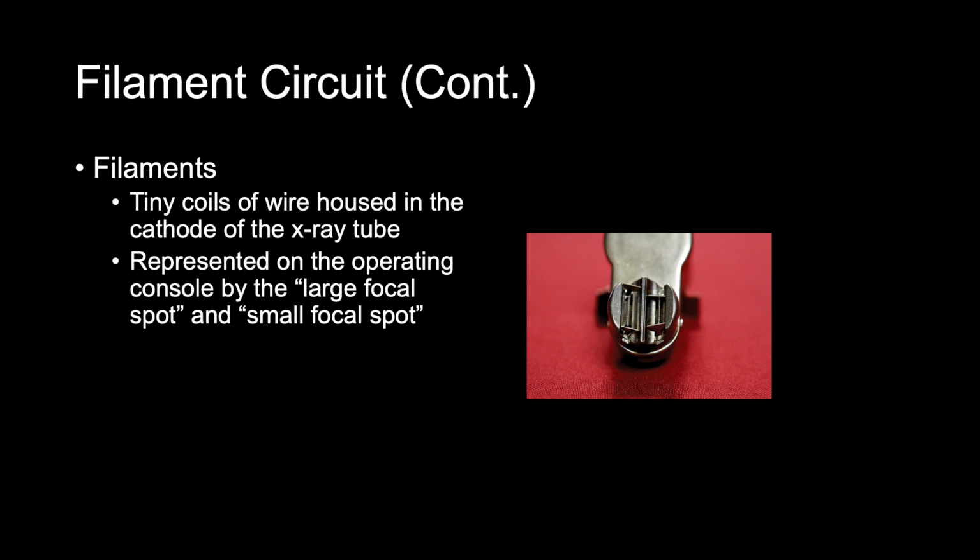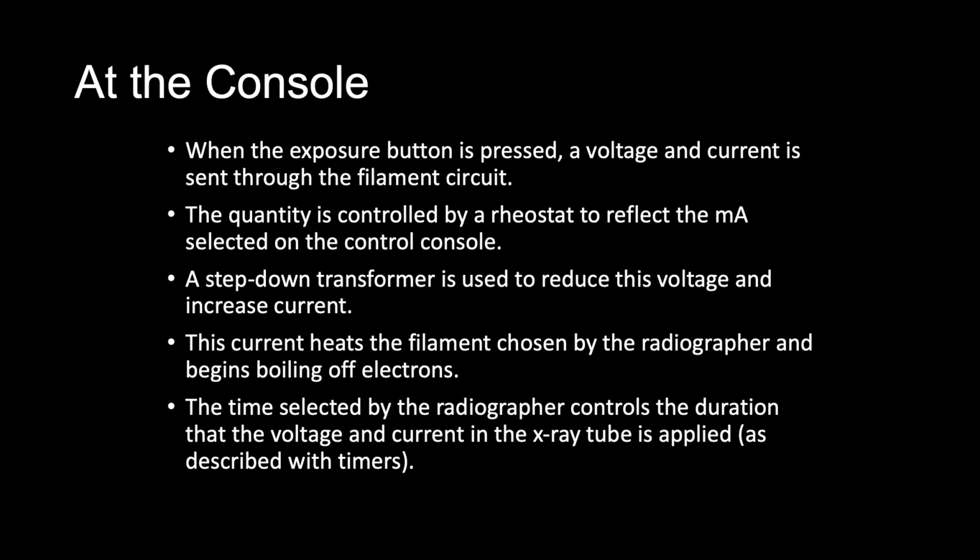And you can see here in this picture, this is a filament with small wire coils, and it is within the cathode focusing cup. Within the filament circuit, when the exposure button is pressed, a voltage and a current is sent through the filament circuit. The quantity is controlled by a rheostat to reflect the MA selected and indicated on the control panel.